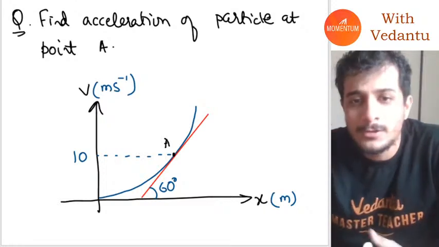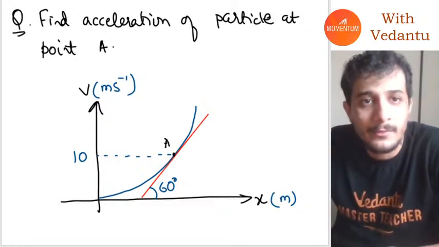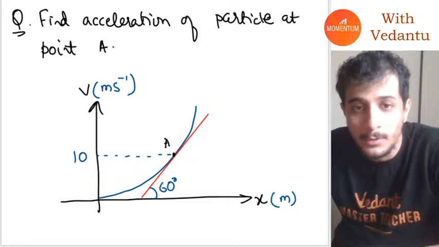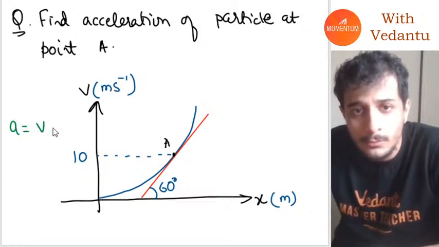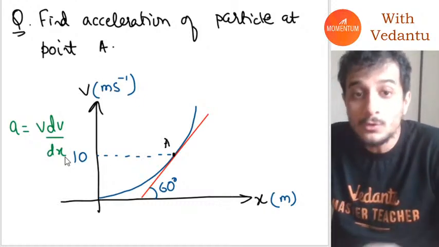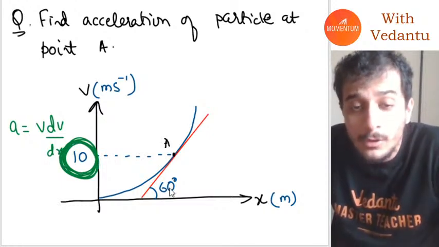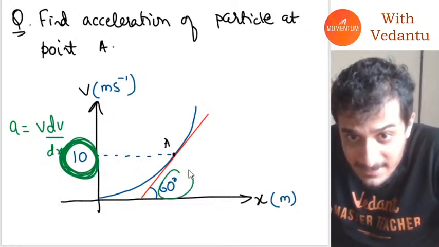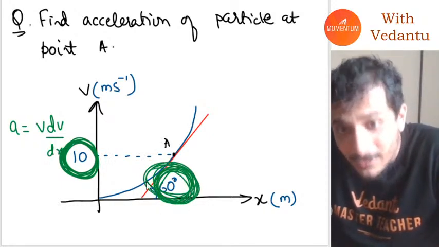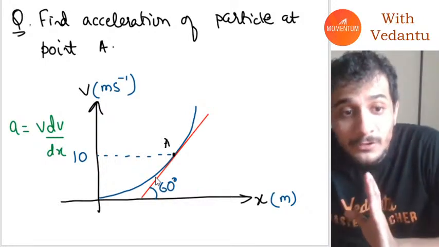First of all, guys, if you want to know the acceleration of point A, you have to know that it is equal to v dv by dx. Not v dv by dt, v dv by dx. Do you know the value of v? Yes, we know the value of v. Do we know the value of dv by dx? Yes, we can calculate it. Since you can calculate both these values, you can easily calculate the answer.